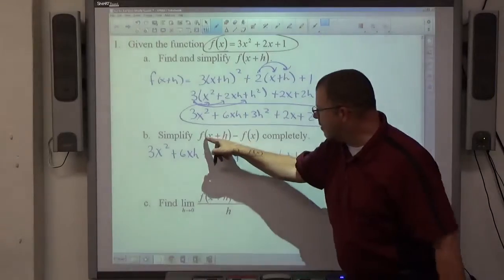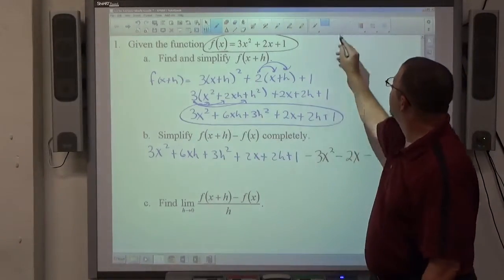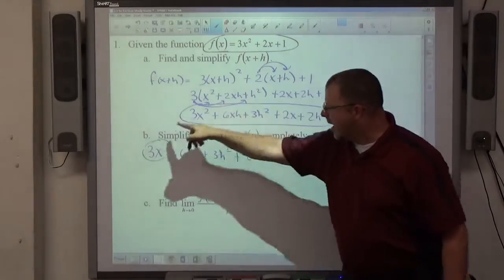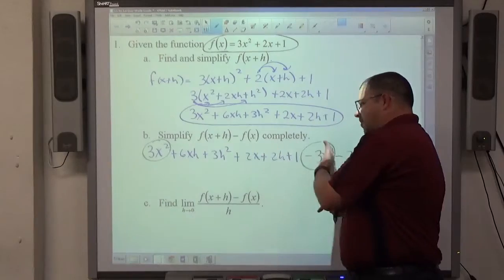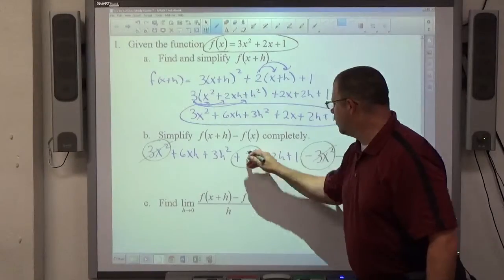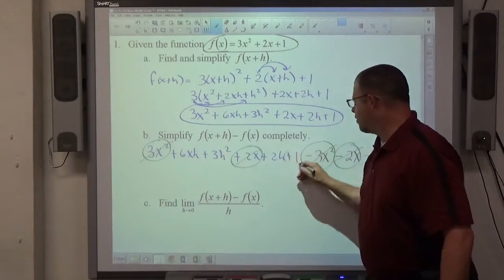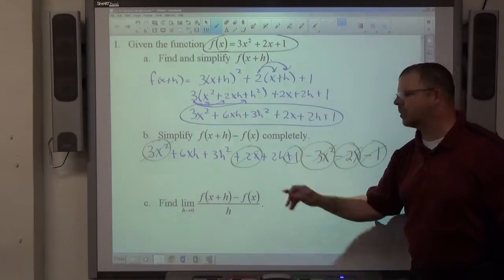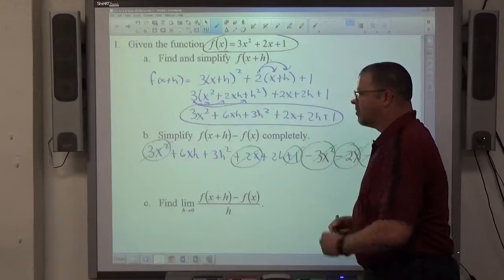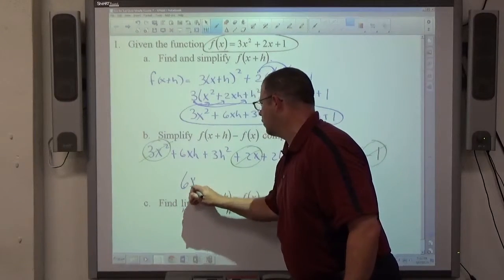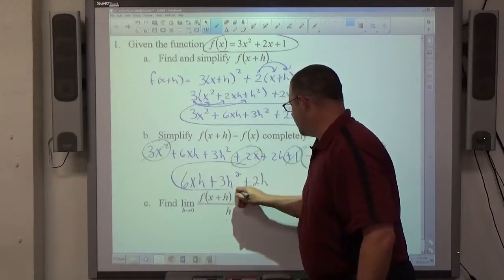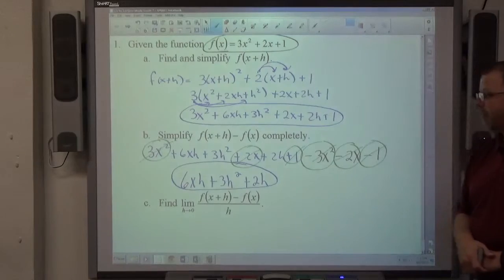What should happen for f of x plus h blue minus f of x black is that every f of x term has its twin in here, and the f of x is being subtracted, so we get opposites. So 3x squared cancels 3x squared, positive 2x and negative 2x, positive 1, negative 1. That's not a coincidence, that's what should happen. So as far as part B is concerned, all I've got to do is subtract f of x away, leaving me with what is left over, 6xh plus 3h squared plus 2h. That's the f of x plus h minus f of x completely simplified.